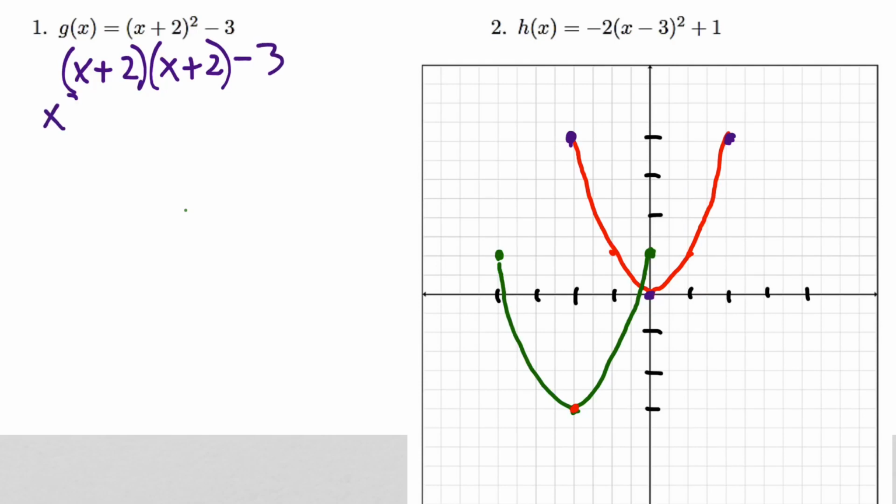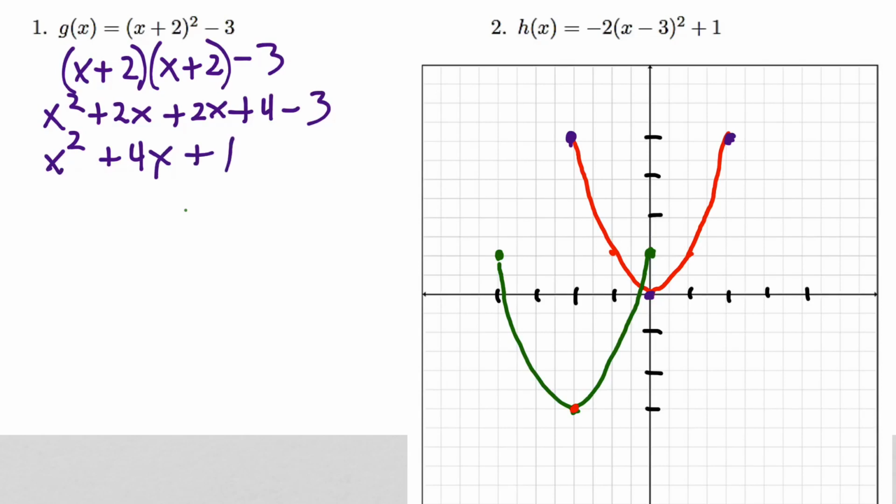So that's x squared plus 2x plus 2x plus 4 minus 3, which is x squared plus 4x plus 1. Now I can't factor that because the only way to multiply to get 1 is 1 times 1, and you won't be able to add to get 4 using a 1 and a 1. So I'm going to have to use the quadratic formula.